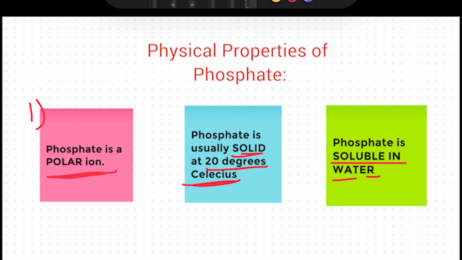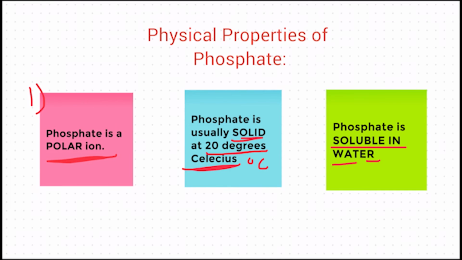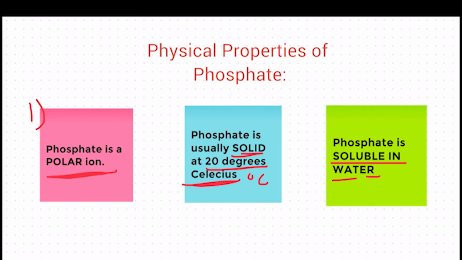This is again due to the fact that it is polar. The partial negative part of one polar molecule, like water, will interact with the partial positive part of another polar molecule, like phosphate, resulting in polar substances dissolving in each other.